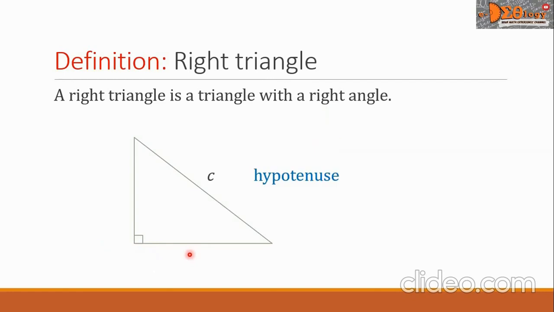Let us label the sides. This side here is called the hypotenuse. Conventionally, it is named as side C. This hypotenuse is the side opposite this right angle, and we say that the hypotenuse is the longest side of a right triangle. For the two other sides, we can put letters A and B interchangeably. In here, I put in this side to be A and the base to be side B.